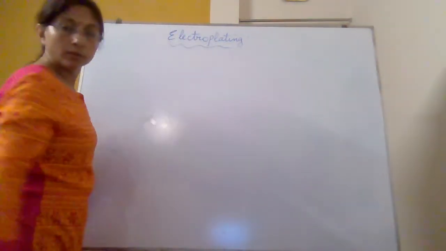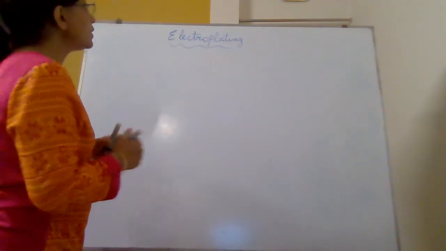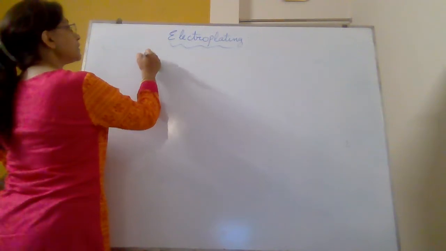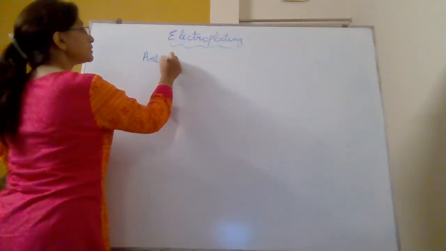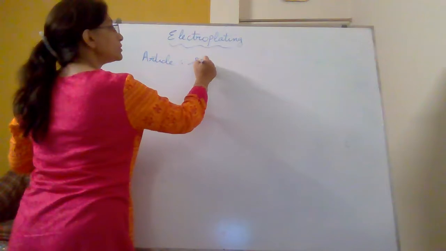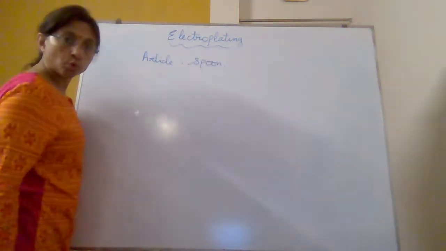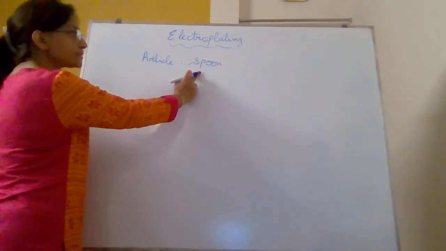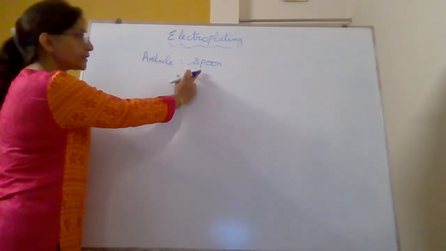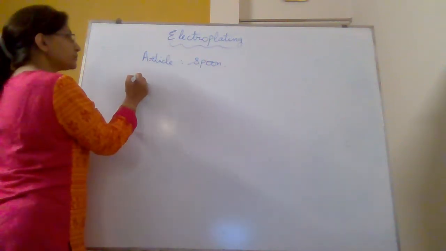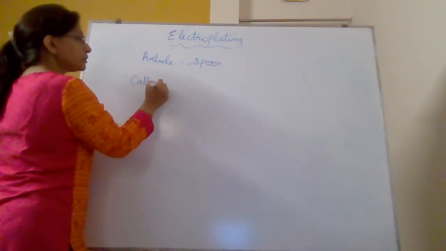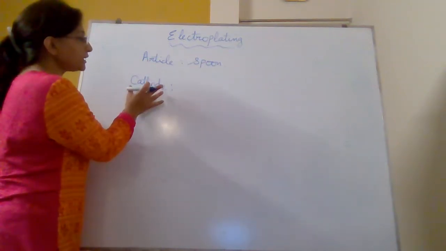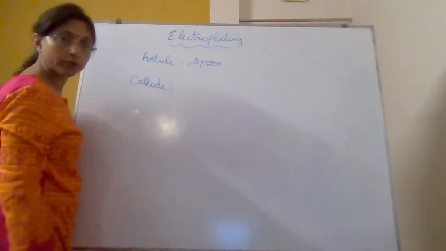So with silver, let us have the article as a spoon. Imagine that we are going to electroplate a spoon with silver. So obviously it is an article to be electroplated. So we are going to make the cathode the spoon.